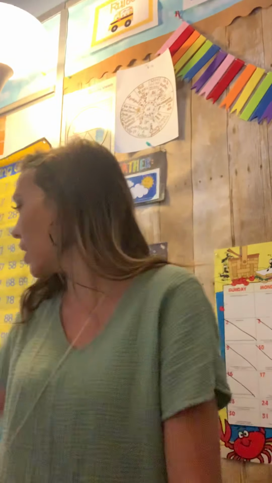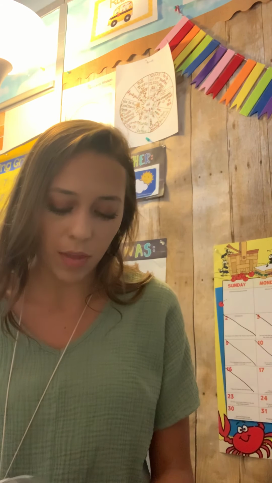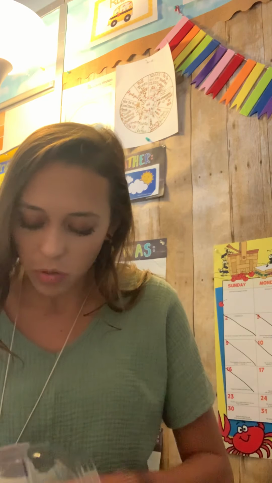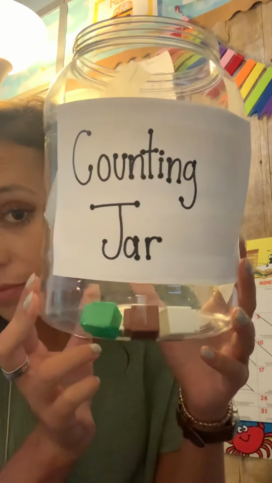Next, for math, I am going to introduce you all to something really exciting. This is called the counting jar. Can you all say counting jar? Very good. So look, this is our jar. It's kind of big. I'm going to hold up the counting jar, and I want you all to tell me, or tell someone that's with you at your house, what you notice about the counting jar. So I'm going to take the lid off. What do you see in this counting jar?